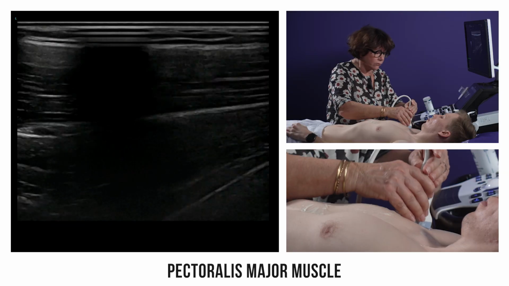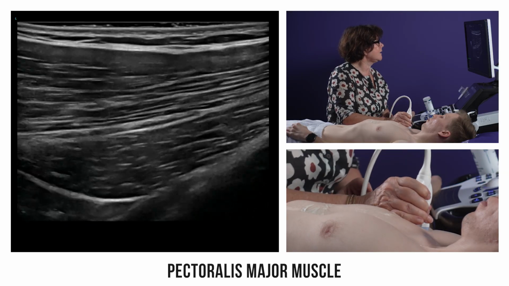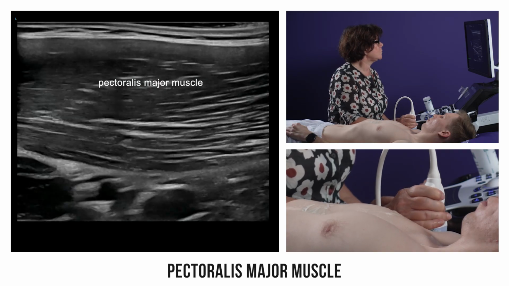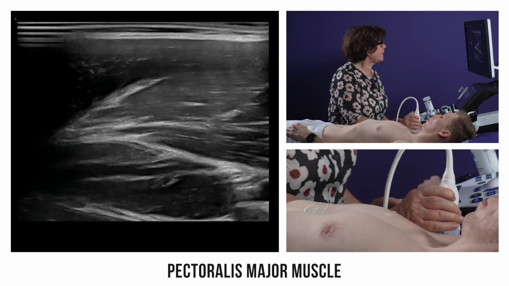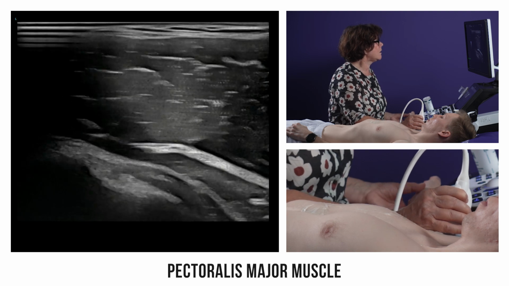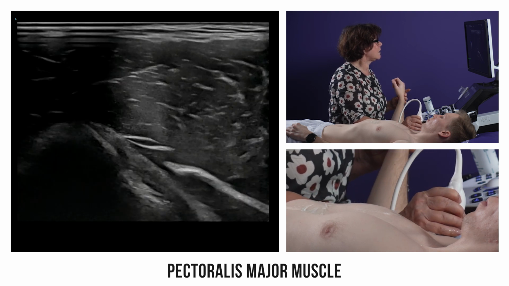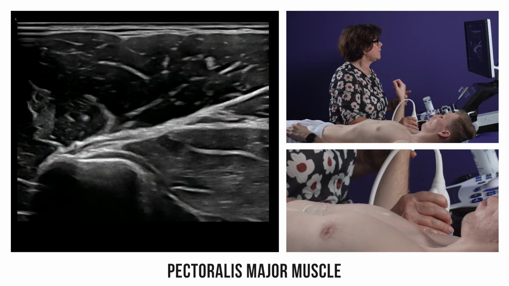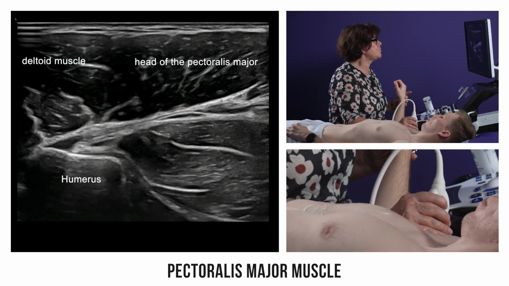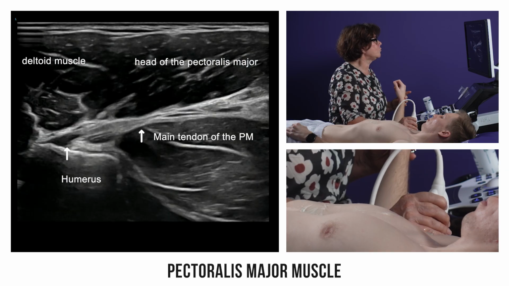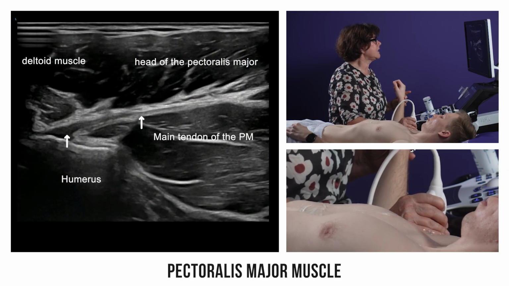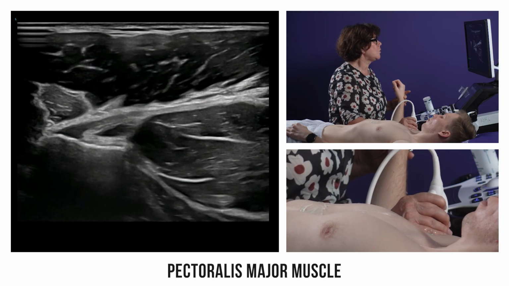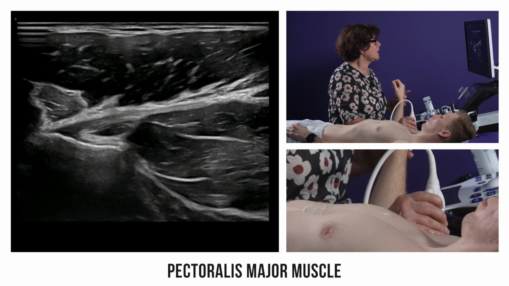In a transverse axial view of the pectoralis major, we see the large superficial muscle and continue towards the humerus. Here, we see the main tendon of the pectoralis major, directly above the humerus, with the long head of the biceps just beneath it.